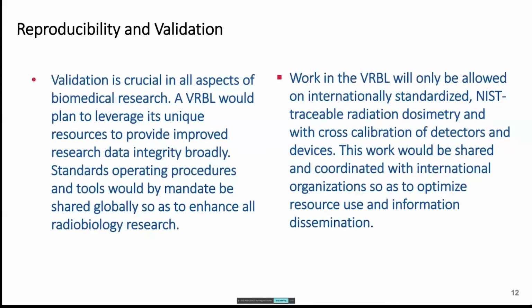A VRBL would plan to leverage its unique resources to provide improved research data integrity broadly. Standard operating procedures and tools would be mandated to be shared globally so as to enhance all radiobiology research. Work in the VRBL would only be allowed using these kinds of standards, traceable radiation dosimetry, et cetera, et cetera. Okay, I think this is important. I think I've said enough on it.